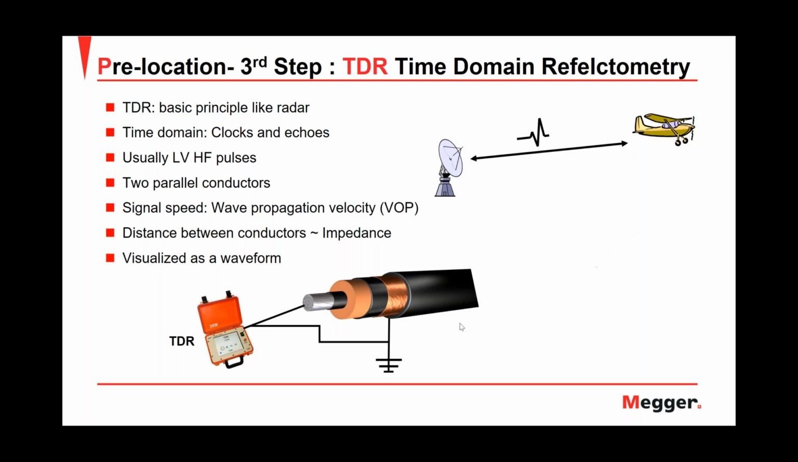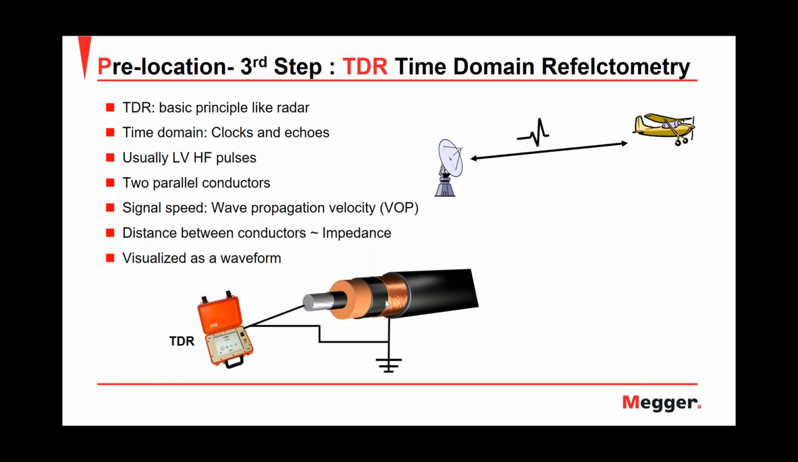Well, in the case of the TDRs for cables, the TDR also will send low voltage pulses, and the pulses will be reflected when the pulse sees a change of impedance in the cable. So what we will need is two parallel conductors, that in the case of medium voltage cables are the center conductor and the concentric. For sure, we need to consider the signal speed or the propagation velocity of the low voltage pulse in the cable, and the change of impedance will be the change in the distance between the center conductor and the concentric.